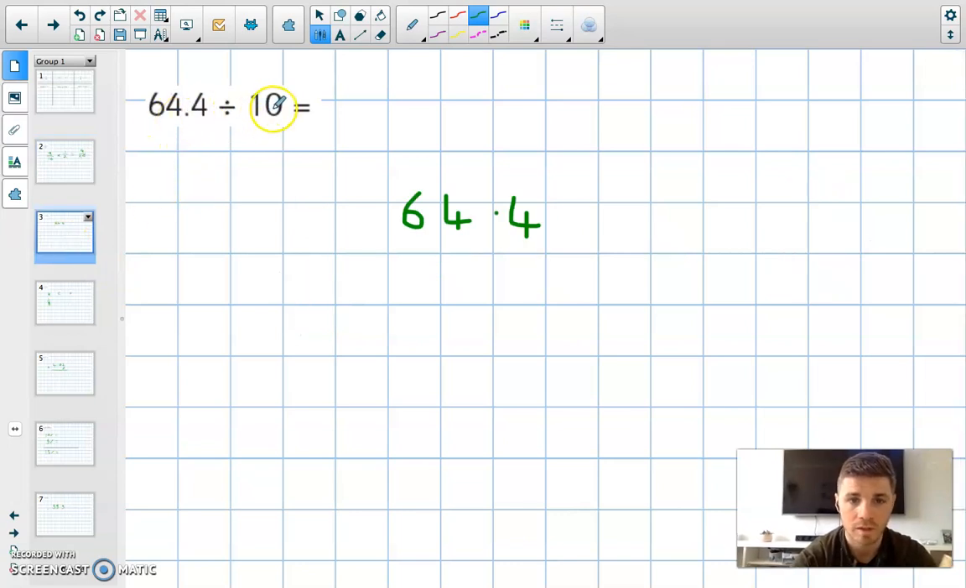64.4 divided by 10. Now remember, when you're dividing, you're moving all of the digits to the right because you're making them smaller. Now the method that we've taught you to use is the dots method. There's only one 0 in 10, so we need to put one dot below the decimal place and shift all the digits to the right one place. So that becomes 6.44.